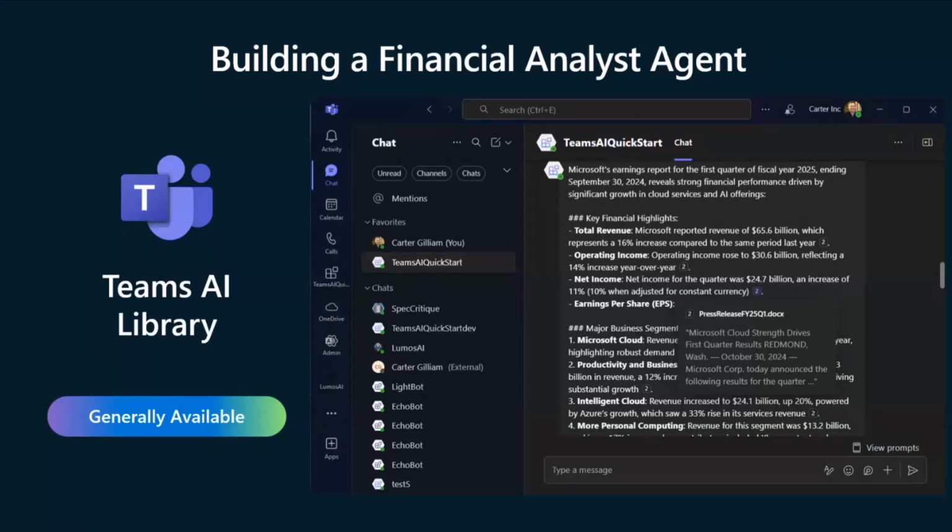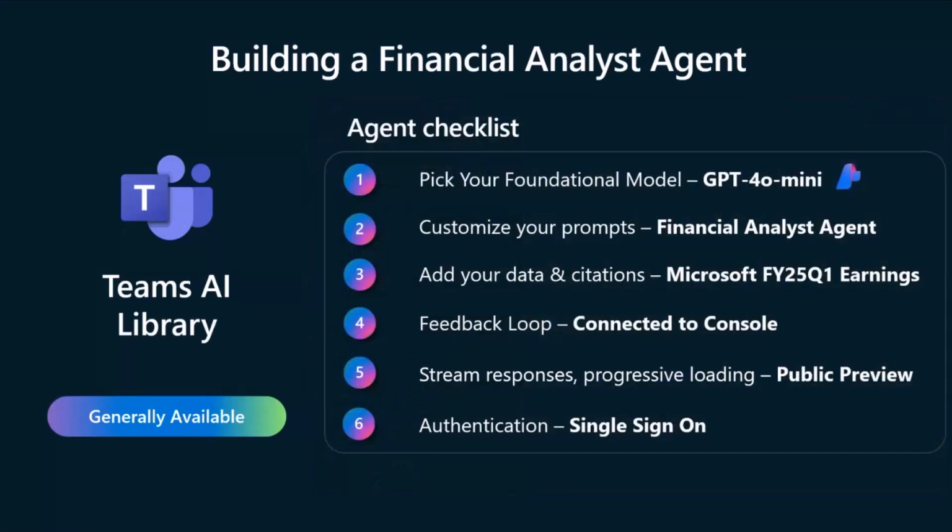If we look at that build, we picked out our model, GPT-4 Mini, from Azure AI Foundry. And then if you go through the agent checklist, we also updated the prompt, added our data, and did the feedback loop, and then gave a shout out to single sign-on, which is great to use for Teams.